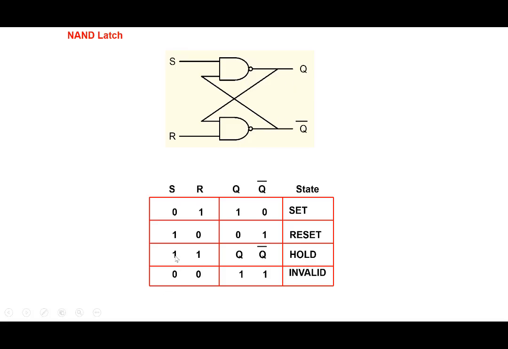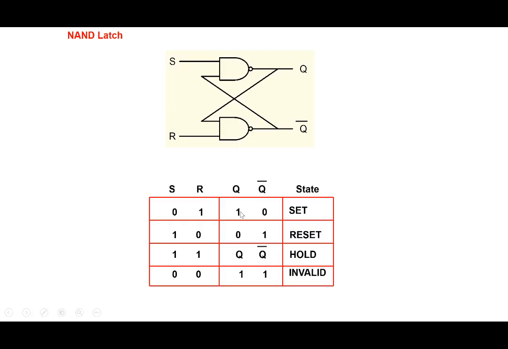For example, if we go from 1 1 to 0 1, well, we know what will happen. Q will be equal to 1. Or from 1 1 to 1 0, we know what will happen. Q will be equal to 0. On the other hand, if from 0 1 we go to 1 1, what will happen? Well, the output will stay equal to Q, which is equal to 1 here.